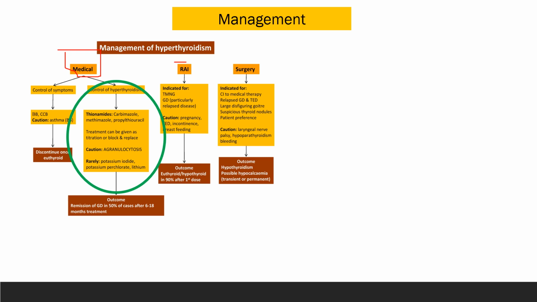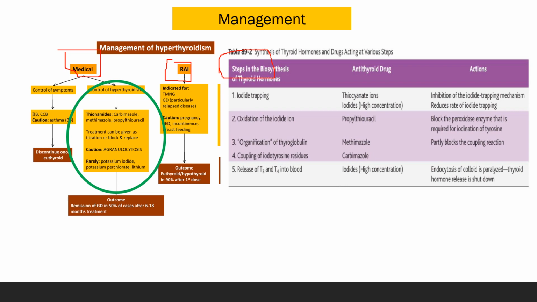Or there may be, hyperthyroidism means hyperactivity of the gland. By radioactive iodine, we can destroy the gland, or we can also do the surgery and remove the gland. Okay, so here we will concentrate more on the physiological basis of this medical treatment. There are so many drugs that are acting in the pathway of thyroid hormone synthesis. These drugs may be the thiocyanate ions, propylthiouracil, methimazole, carbimazole, and iodides in higher concentration.